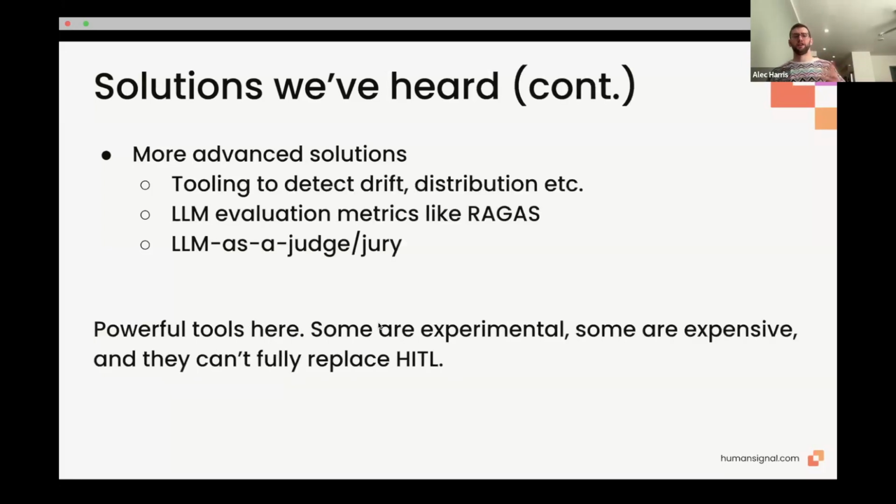And then on the more advanced side, there's tooling to detect drift and distribution changes. More in the Gen AI space, we have LLM evaluation metrics like Ragas. We have LLM as a judge or jury. And we're actually fans of these things. They're powerful tools here. And as a product manager, I'm always hungry to think about integrations in this space and have our eyes on companies that we think do this really well. Some are experimental, especially in the LLM space. Some are going to be expensive. And a big point here is that we believe that you can't really ever fully replace the human in the loop.